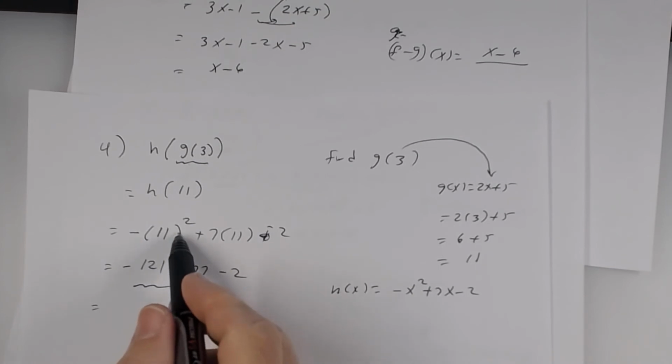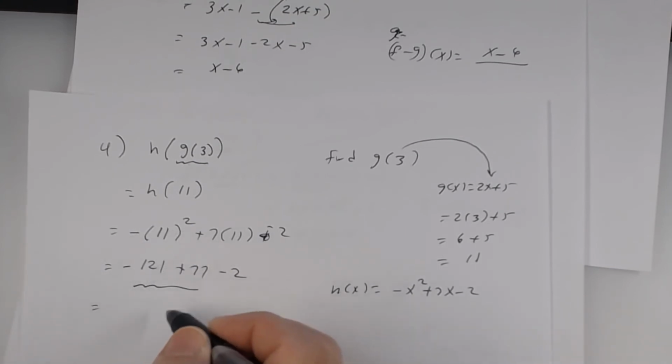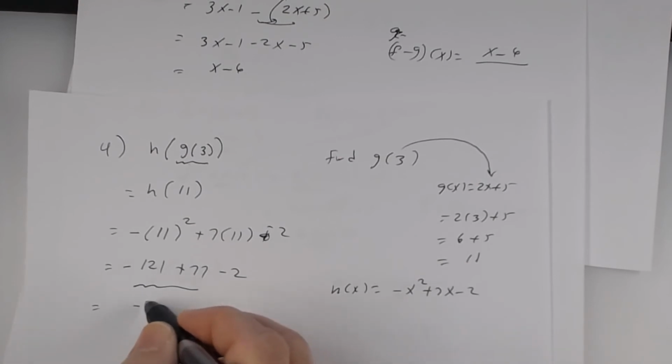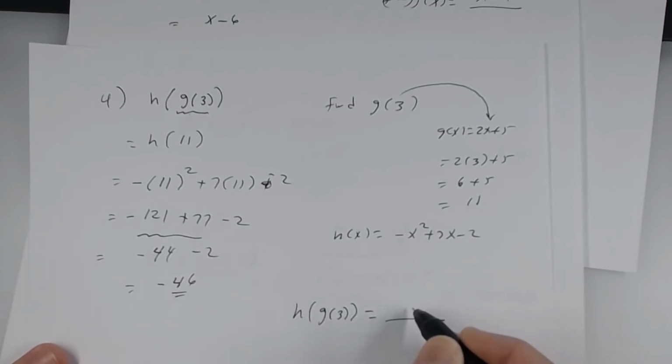No, because the only thing being squared is 11. So what's negative 121 plus 77? Negative 44. And what's negative 44 minus 2? Right. So then in the blank, you would say h of g of 3 is equal to negative 46. All right. So in order to do these problems, you have to remember some things you've had.